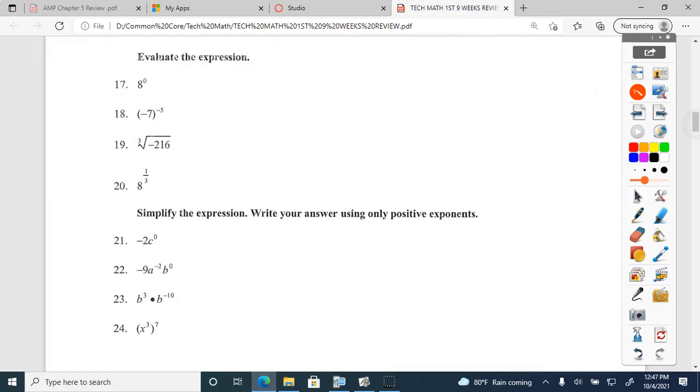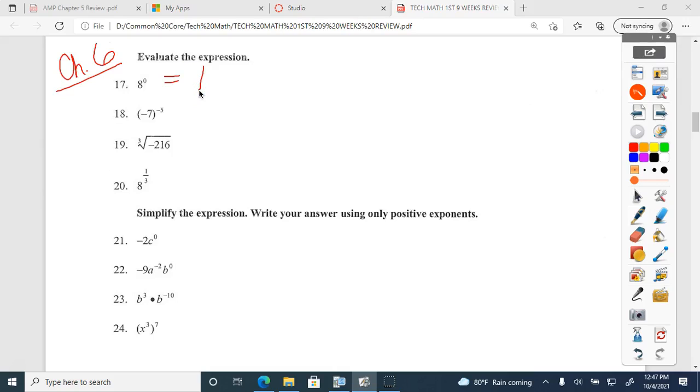So 17, like I said, this starts chapter what? Chapter 6 starts right here. Okay? The first 17, 18, 19, 20. The first 4, you can just do what? Put them in your calculator. Anything to the 0 power is? 1. Anything to the 0 power is 1.